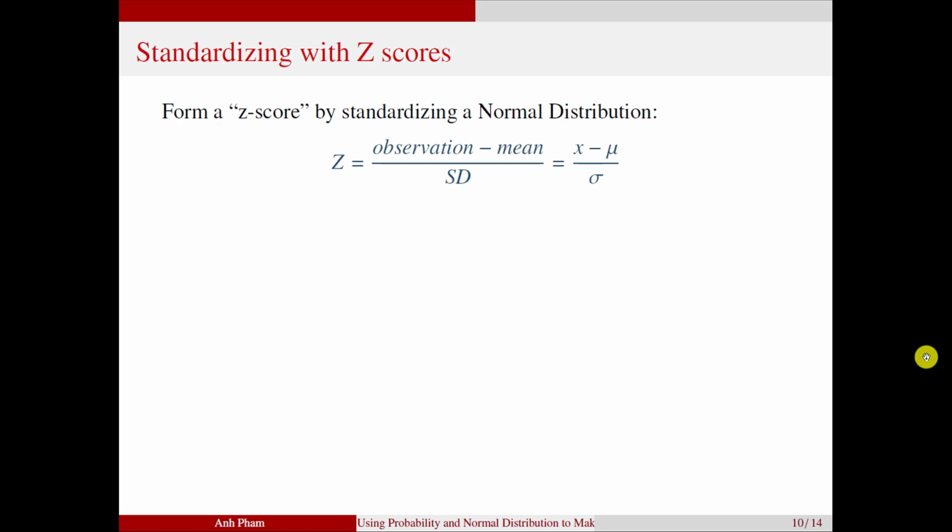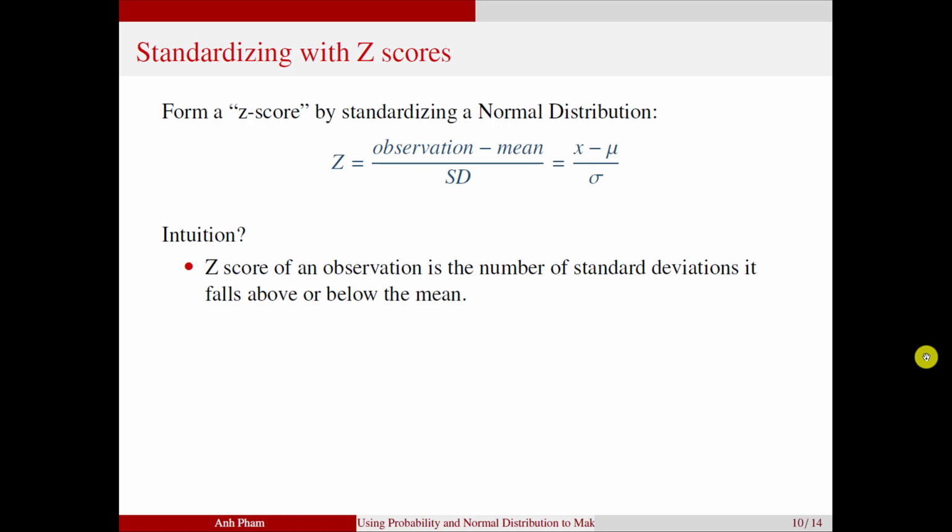So what is the formula if we want to standardize any observation in terms of z-score, and standardize them in terms of the standard normal distribution? The formula is that the z-score is equal to the observation minus the mean, divided by the standard deviation, or x minus mu divided by sigma. The intuition is that the z-score of an observation is the number of standard deviations it falls above or below the mean.